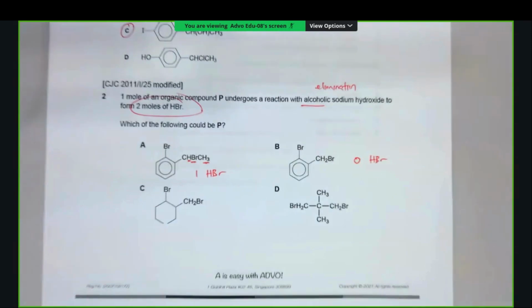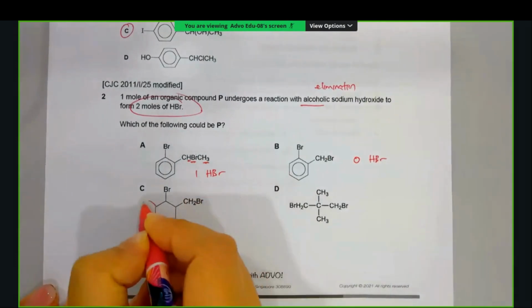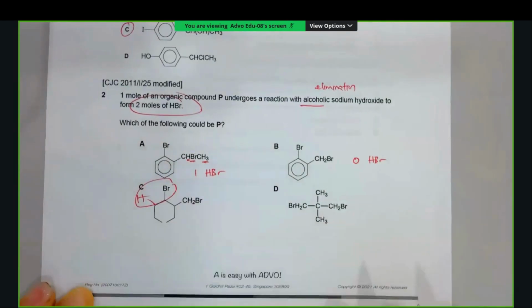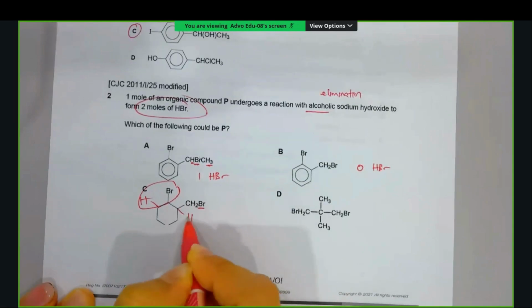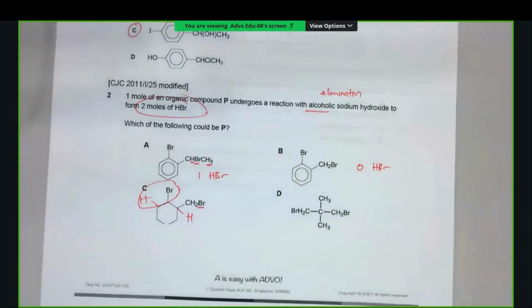So your turn. Can you help me do C and D together? You do C first. How many HBr can you eliminate? 2, okay? One is, for example, I can do like that. The other one is one here. Then there's another H here as well, adjacent, right? Okay, so there's 2. How about the last one?